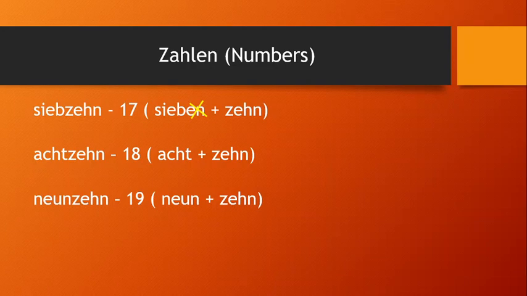Okay, so next 20. What is 20? Let's see. Zwanzig. Zwanzig is number 20. Siebzehn, achtzehn, neunzehn, zwanzig. So these were numbers 1 to 20, and numbers after 20 we'll see in our next video.